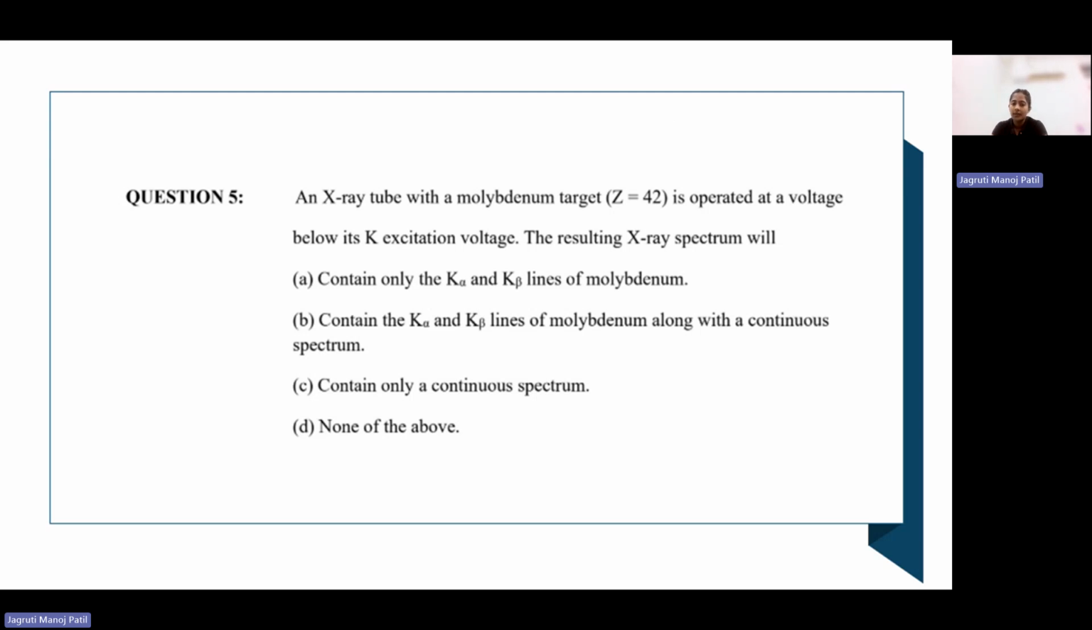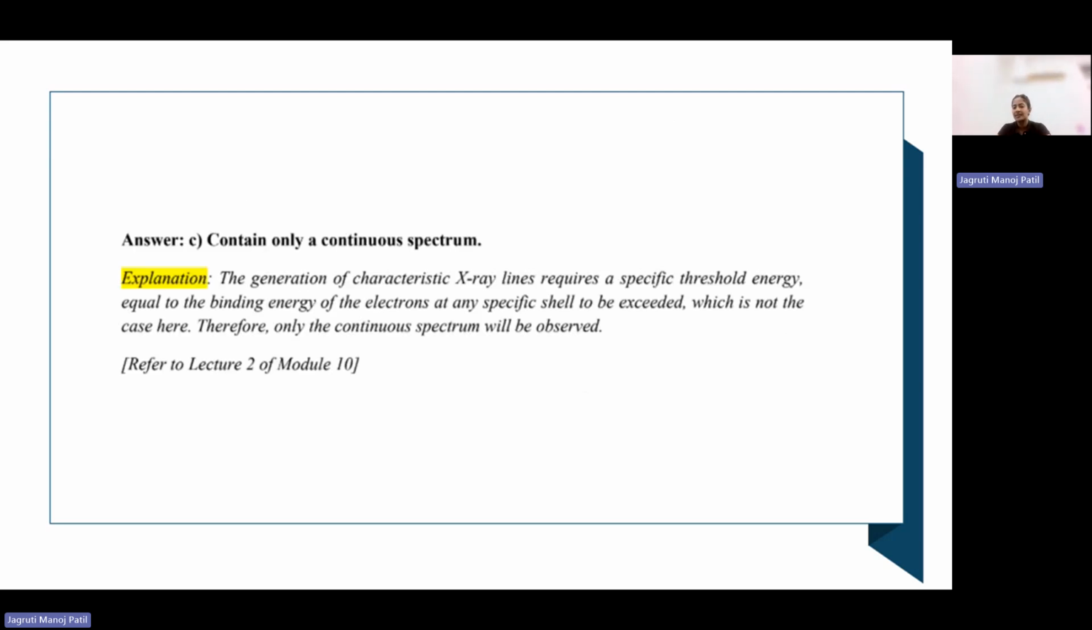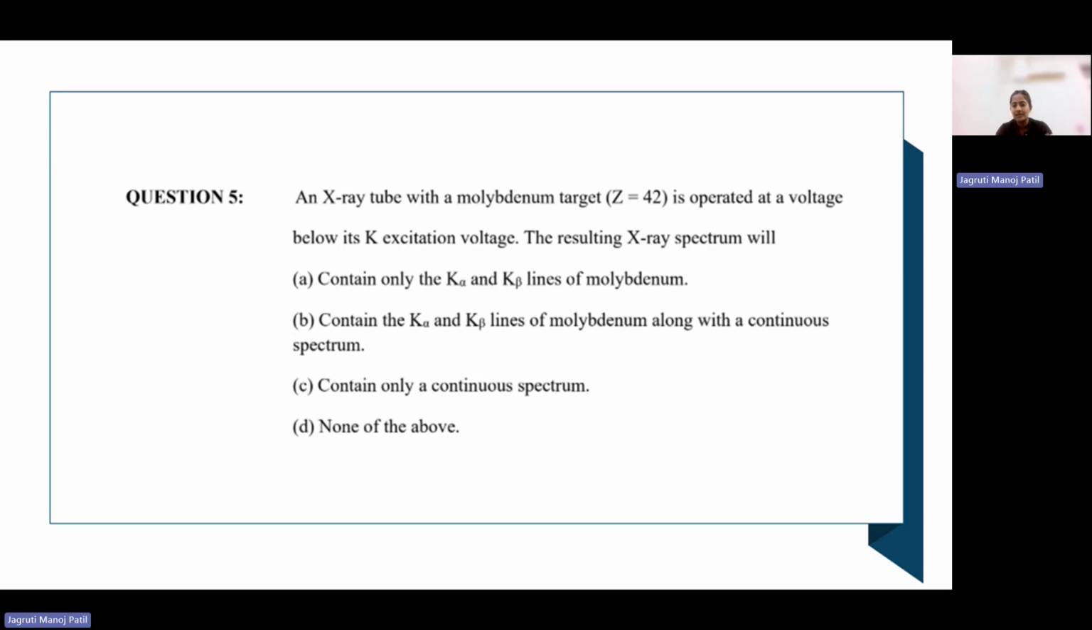An X-ray tube with a molybdenum target is operated at a voltage which is below the exciting voltage. So the spectrum will contain what? Will it be a continuous spectrum, or a continuous spectrum with lines along with it, or will it only have K alpha and K beta? Well, the answer is C. Why C? Because it has lower voltage, so it won't be able to excite it.